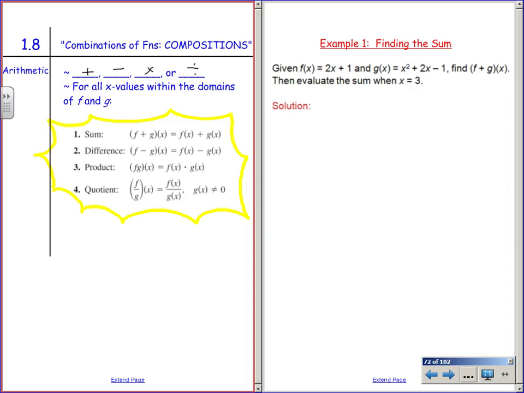The big thing I need you to know for today is the difference between "of" and multiply. Have we talked about "of" and multiply before? Have we talked about "of" and not multiply before? And the answer is yes.